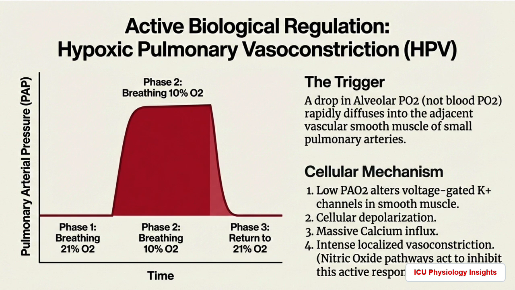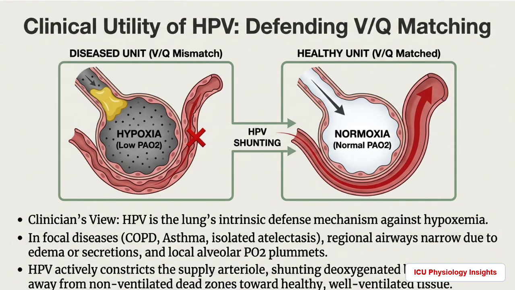Think about that for a second. The systemic circulation does the exact opposite. It dilates to try and get more oxygen to hypoxic tissues. But the lungs, they constrict. This response is triggered directly by low oxygen levels right there in the alveoli. And it's a useful mechanism. It helps divert blood away from poorly ventilated parts of the lung to the better ventilated parts, which improves your V/Q matching.